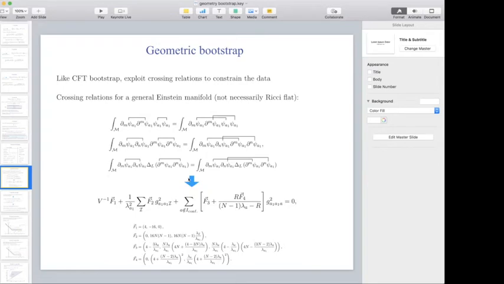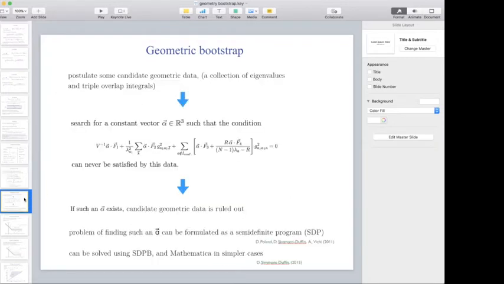So these give you these crossing relations that we wrote down before. You can package these all together into some giant set of things here with these f's, which are various vector quantities that just package together all the relations that I showed before. And now you can set this up as a bootstrap problem. So what we do is to postulate some candidate geometric data, so some collection of eigenvalues and triple overlap integrals. And then you search for some set of constant vectors such that when you dot it into these conditions that we know have to be true, can never be satisfied. And if we find such a constant vector, then we've ruled out this candidate geometric data.